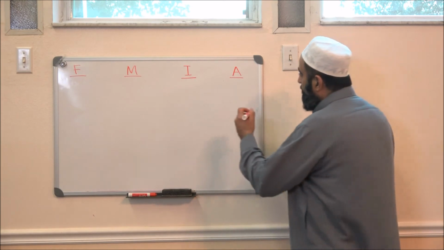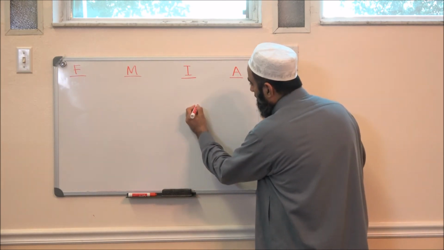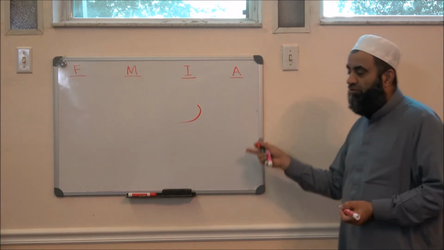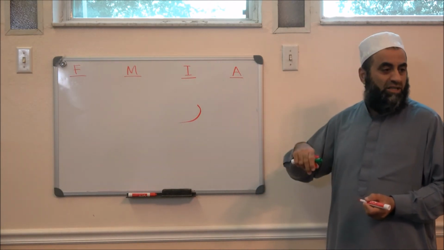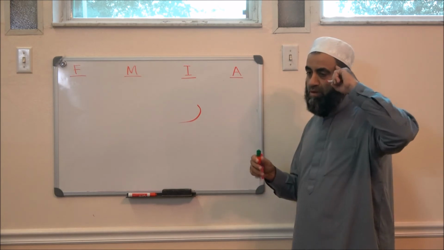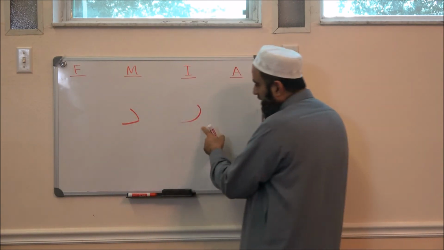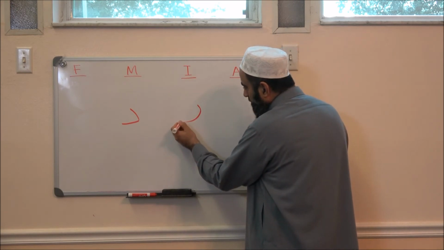Okay, so the basic shape for the ra and za is like this. This is the basic shape. Of course, one of them is going to have a dot, one is without dot. I want you to remember that da and the za. I don't want you to confuse them. See the difference between the shapes?